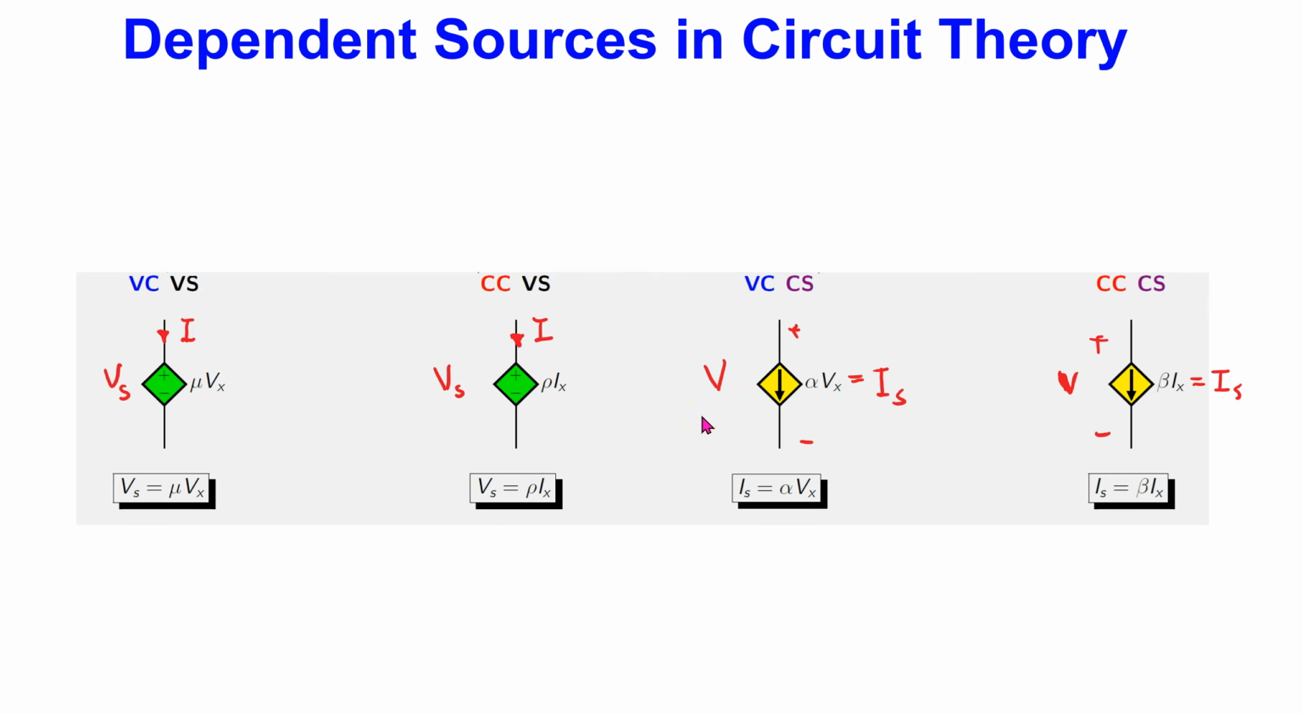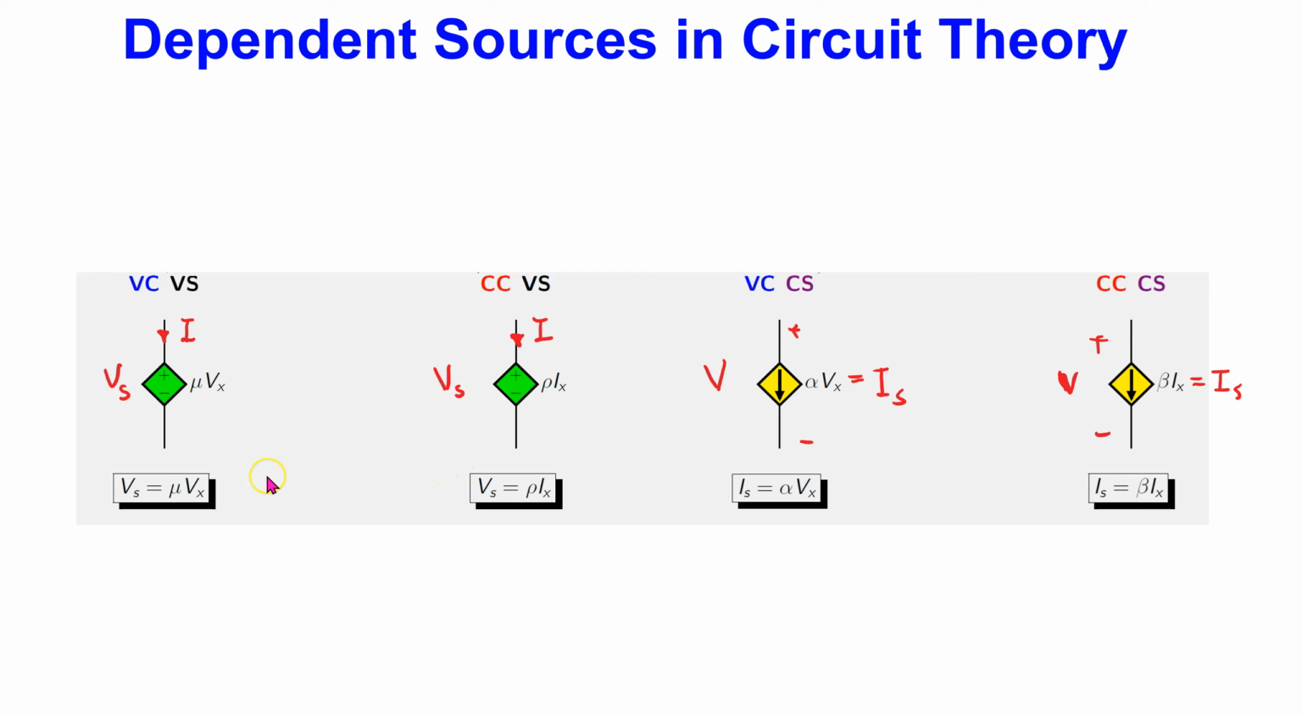Let's now take a look at how dependent sources are handled in circuit theory. In circuit theory, dependent sources are treated just like any other circuit element. Dependent sources have a branch current flowing through them and a voltage drop across them. Depending upon the type of the dependent source, one of the branch variables, current or voltage, is set by the magnitude of the dependent source, and the other is determined by carrying out circuit analysis.